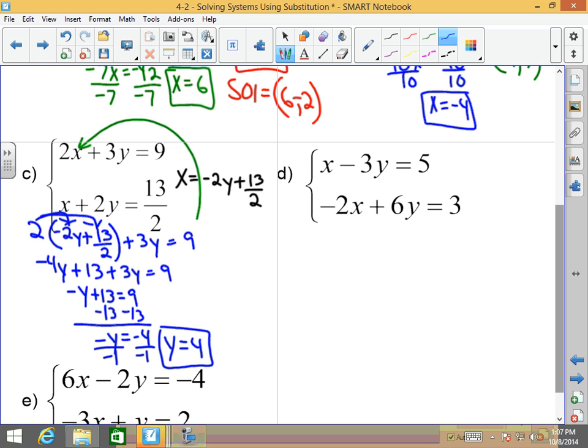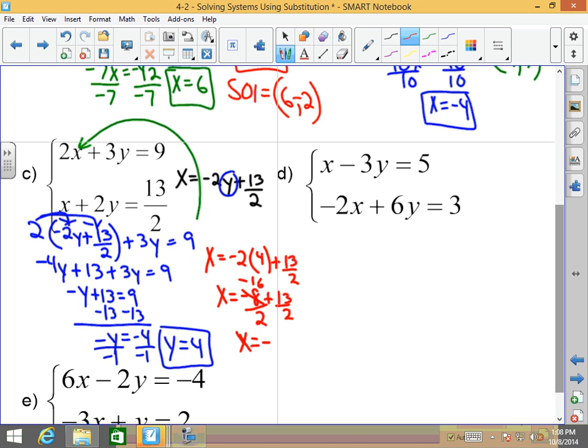Now I'm going to take that y value and plug it into the x equals equation. So now I have x equals negative 2 times y, which is 4, plus 13 halves. So x will equal negative 8 plus 13 halves. The denominator goes to a 2 here, so this goes to a negative 16. So x equals negative 3 halves.